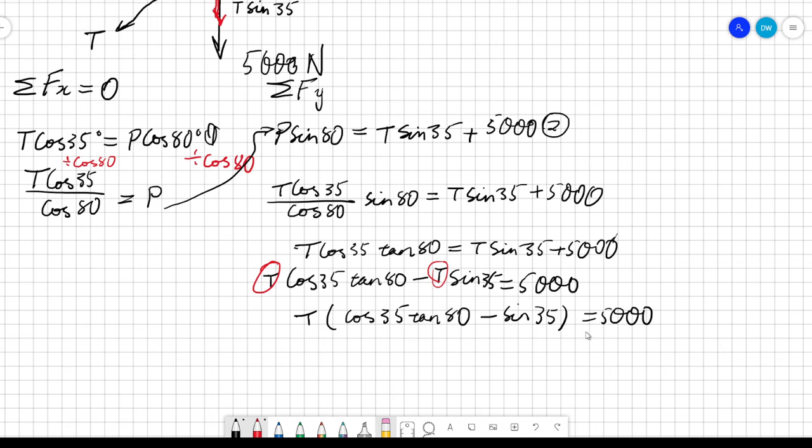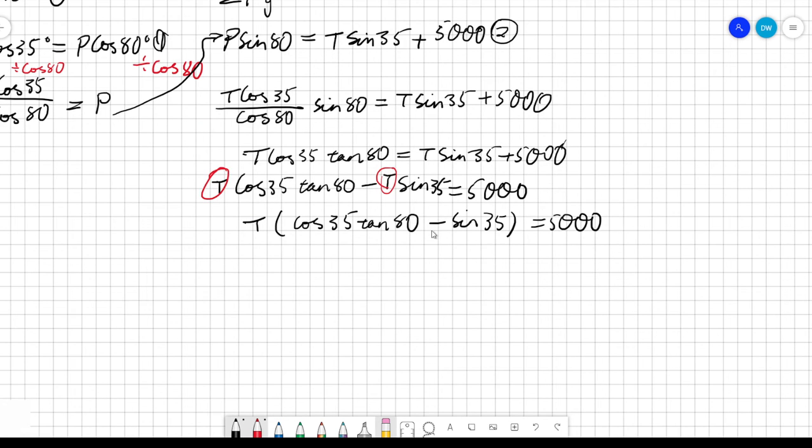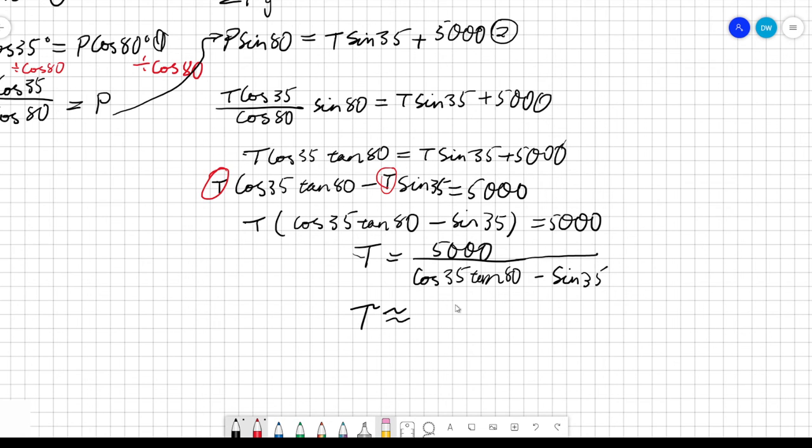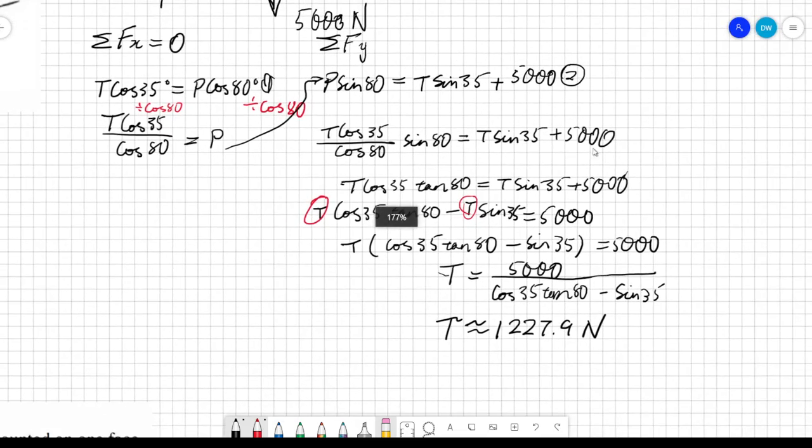Of course, we can divide both sides by everything inside the parentheses, so we can write t equals 5,000 divided by cosine 35 tan 80 minus sine 35. So that's our answer. And if you punch all of these values in the calculator, you will see that t is approximately 1,227.9 newtons.